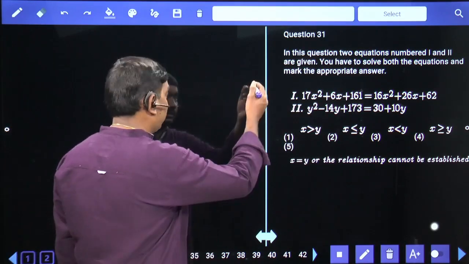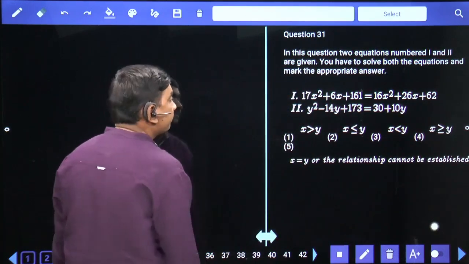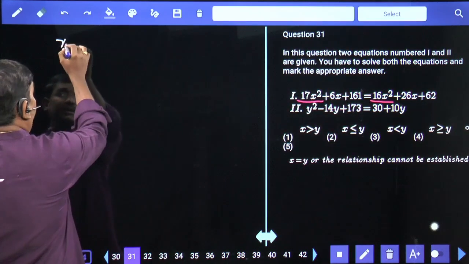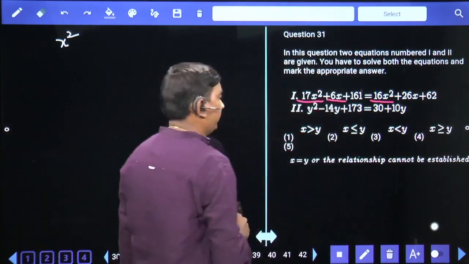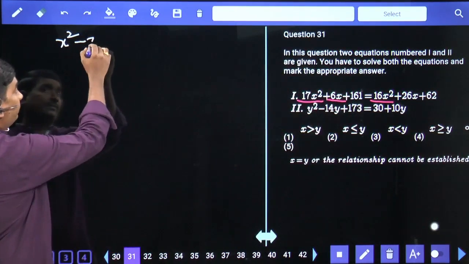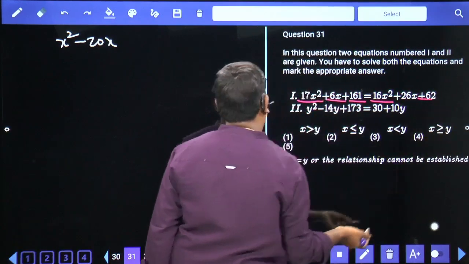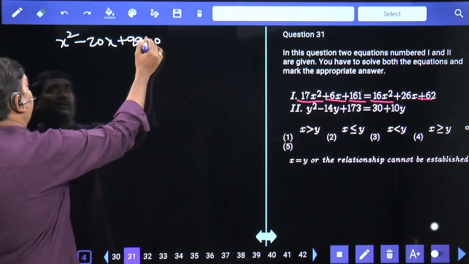So look at question number 31 onwards. So looks like quadratic equations. 17x square minus 16x square means x square, plus 6x minus 26x will give us minus 20x, plus 161 minus 62 will give us plus 99 is equal to 0.